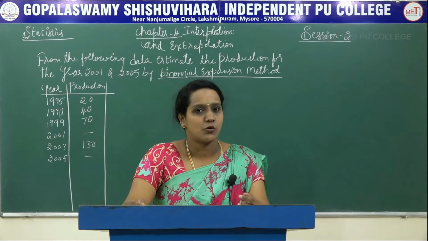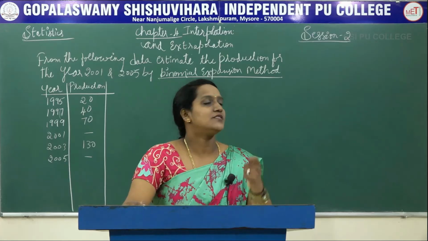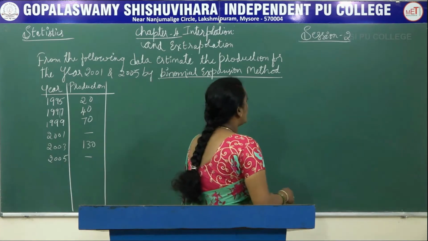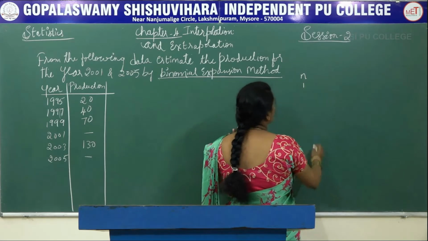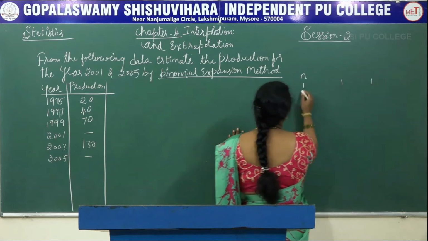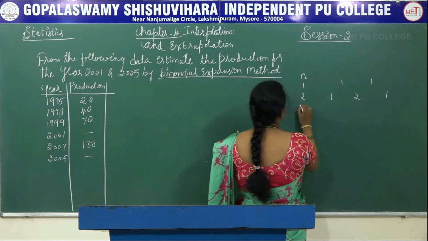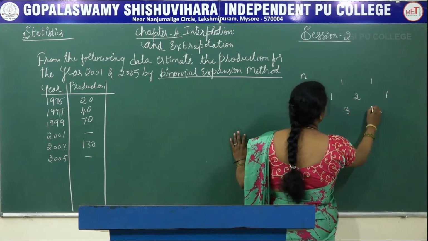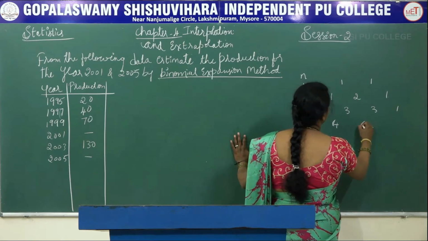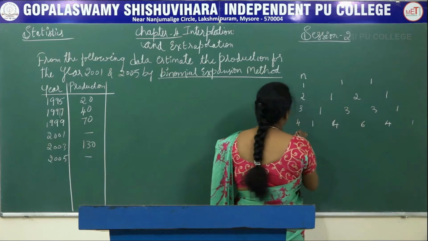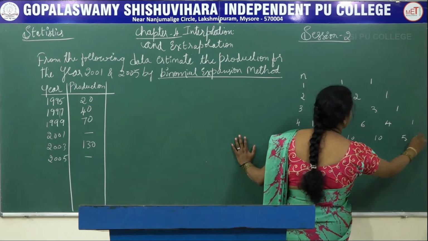In last class I told that for the binomial expansion method we need a Pascal triangle. I will just recall this Pascal triangle for different n values. Here it is the n value. If n is equal to 1, this is 1 and 1. If n equals 2, it is 1, 1 plus 1 is 2, again 1. If n is 3, 1, 3, 3, 1. n equals 4, 1, 4, 6, 4, 1. If n equals 5, 1, 5, 10, 10, 5, 1.